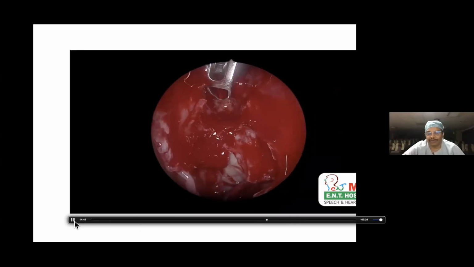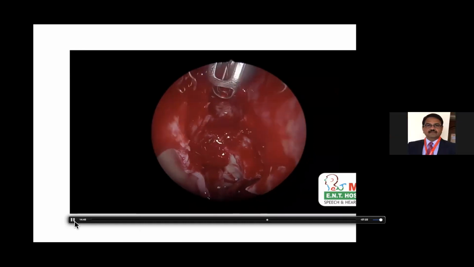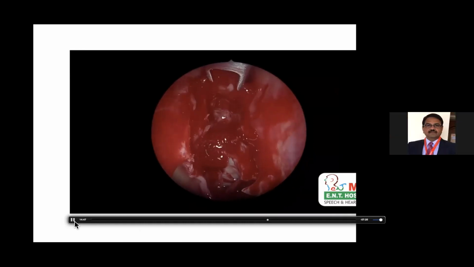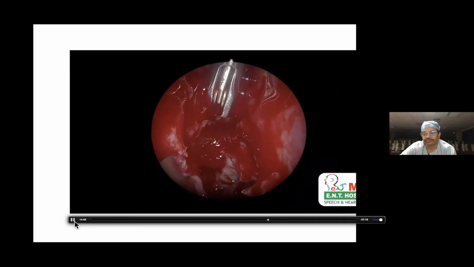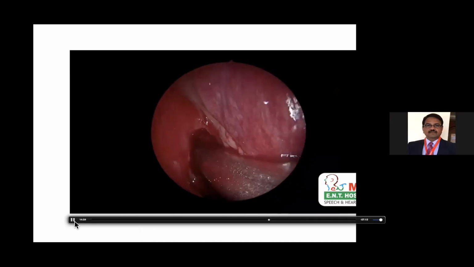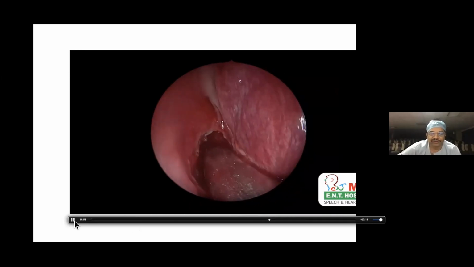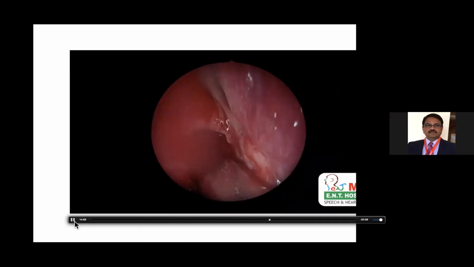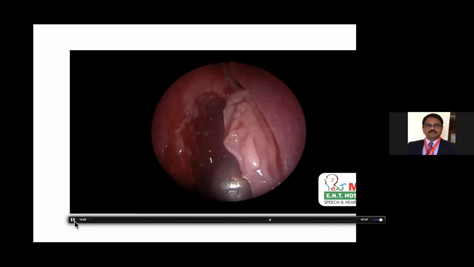So far, I've been using the endoscope anteriorly and the instruments posteriorly. This is the situation where I use the endoscope posteriorly and the instrument anteriorly. So this strategy also one needs to understand.